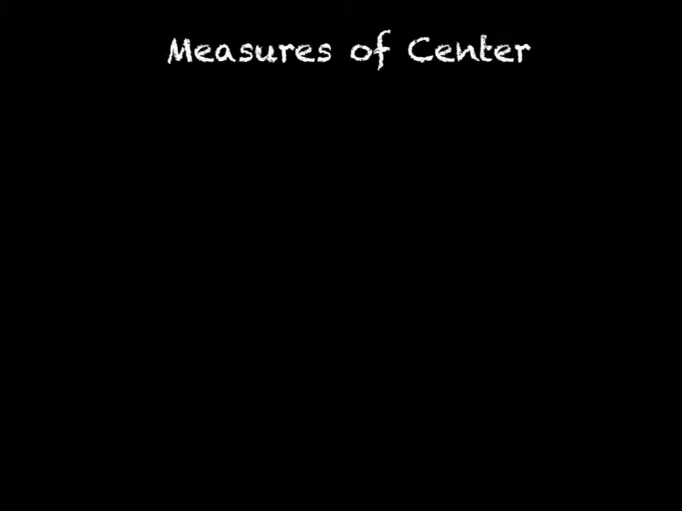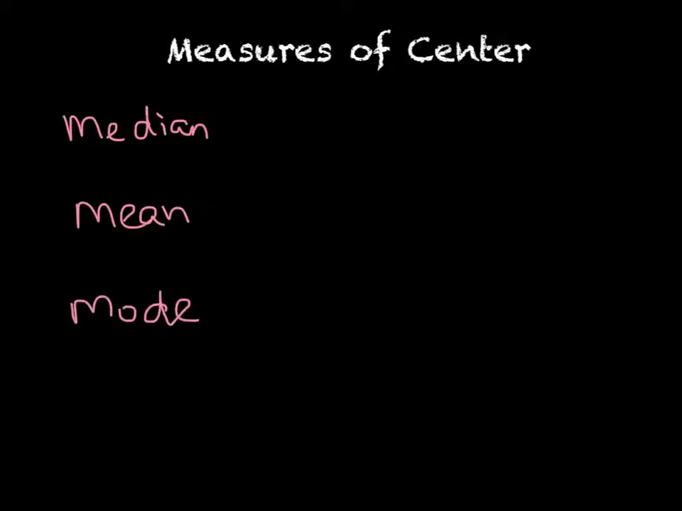So far, we've talked about 3 statistical measures: the median, mean, and the mode. These 3 are called measures of center, or ways of describing what most of the numbers in the data set tend to be around. And it's a useful way of summarizing the data set.